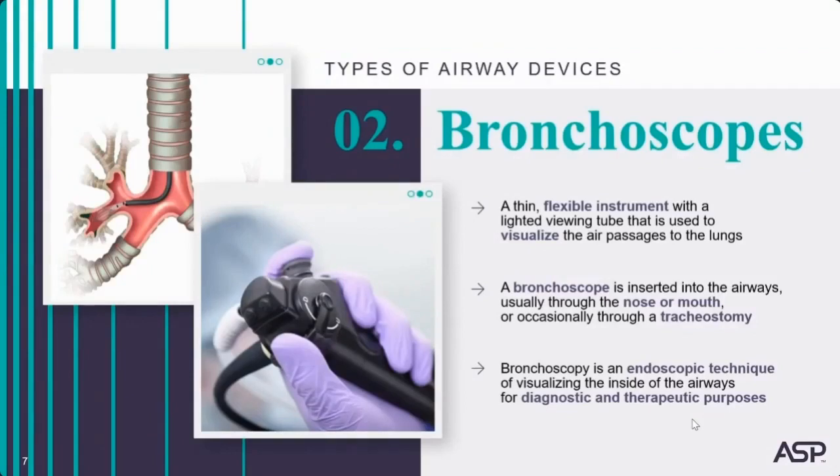Typically, flexible bronchoscopes are considered single channel with an opening for the suction channel and biopsy channel. The two come together as a Y off of the control head or the operating portion of the scope. We see the control head of the bronchoscope in the photo. It is inserted through the nose or mouth or tracheostomy. Bronchoscopy is used to visualize the inside of the airways for either diagnostic or therapeutic purposes.